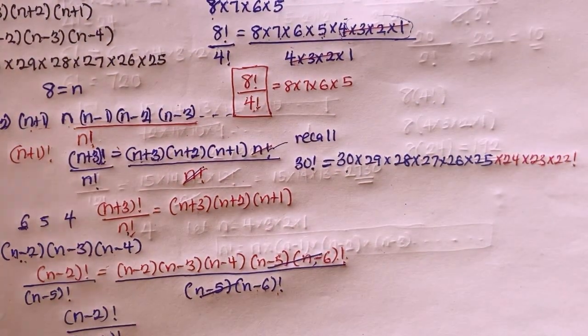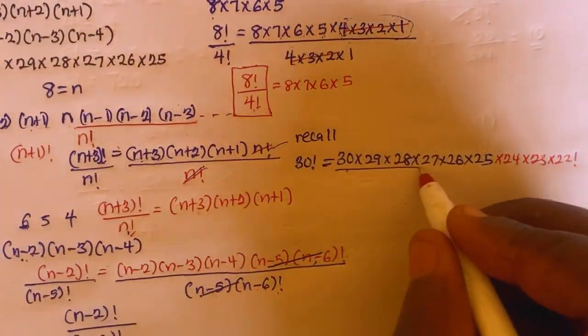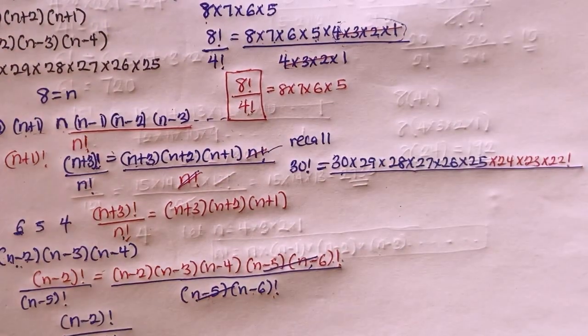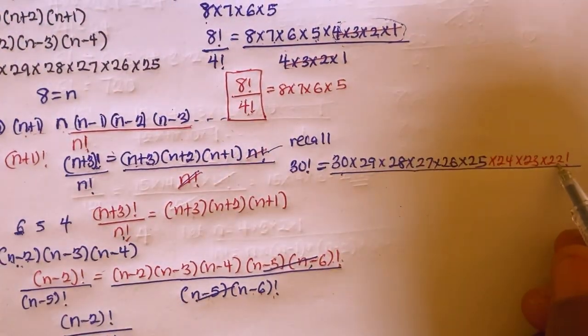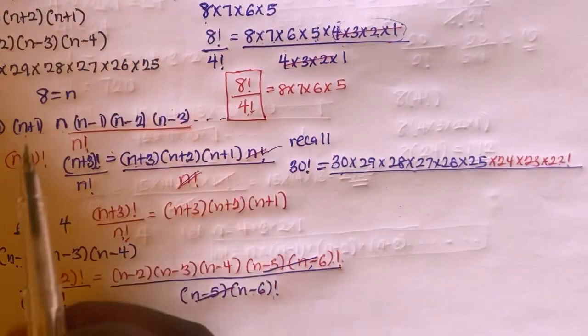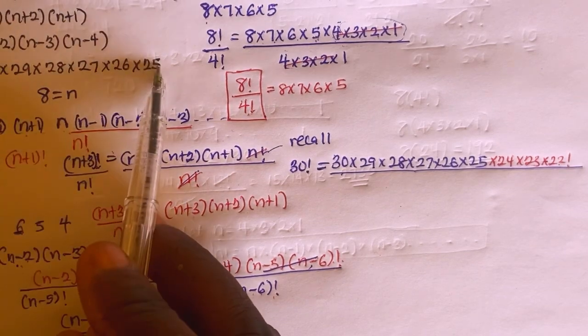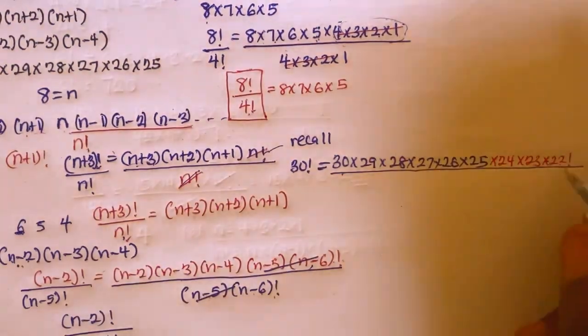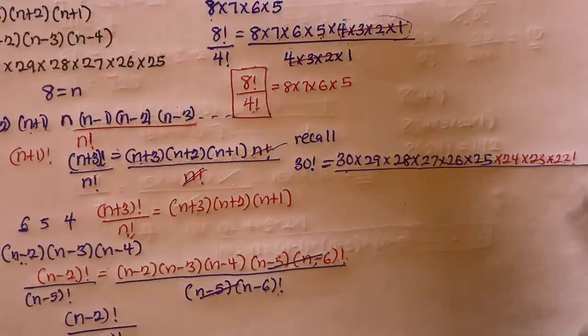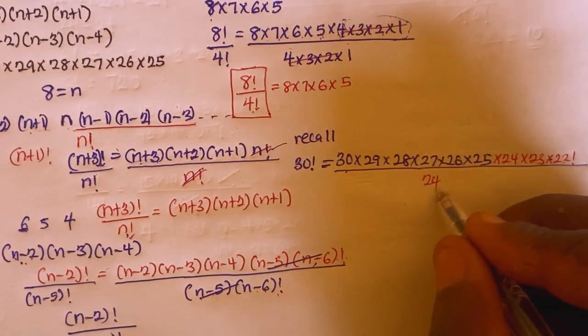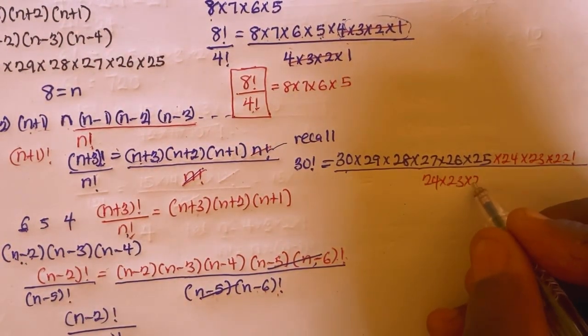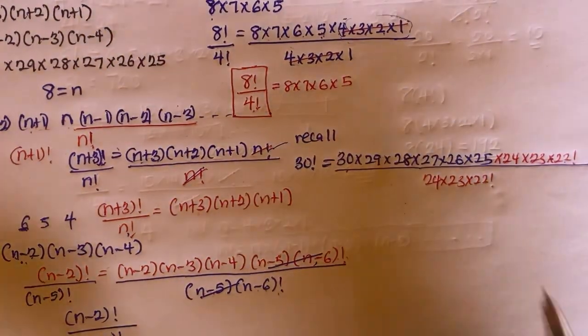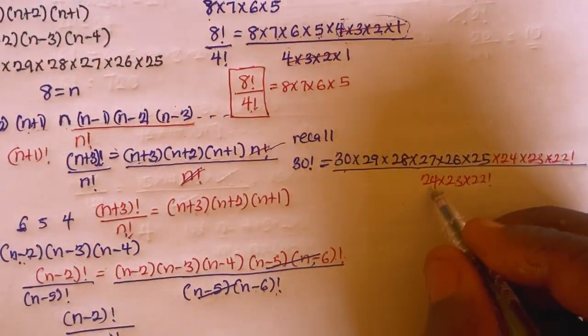So now what's happening is that I'm going to divide all this by exactly everything in red, because everything in red is not part of what I'm asked to find. Here it stops at 25. Then I'm going to put down, let me just use the red pen, 24 multiplied by 23 multiplied by 22 factorial. So simply everything here represents, the highest value here is what?